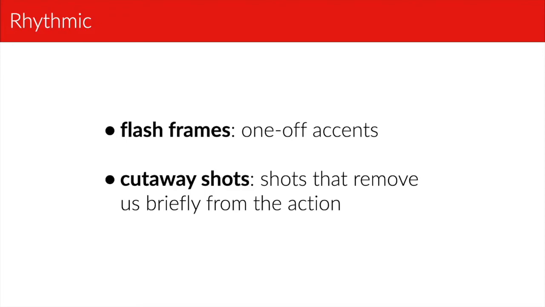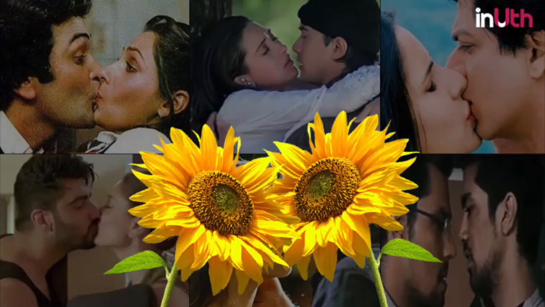You can also have cutaway shots that remove us briefly from the action, like in older Bollywood films. Oftentimes there would be a cutaway shot to flowers when characters were about to kiss, to imply the intimate action without actually showing it.